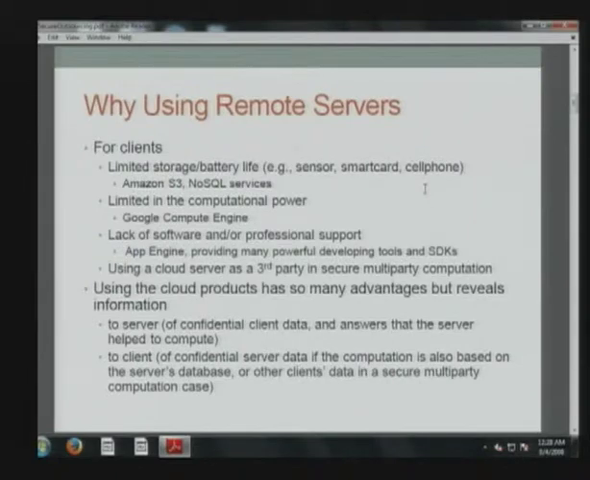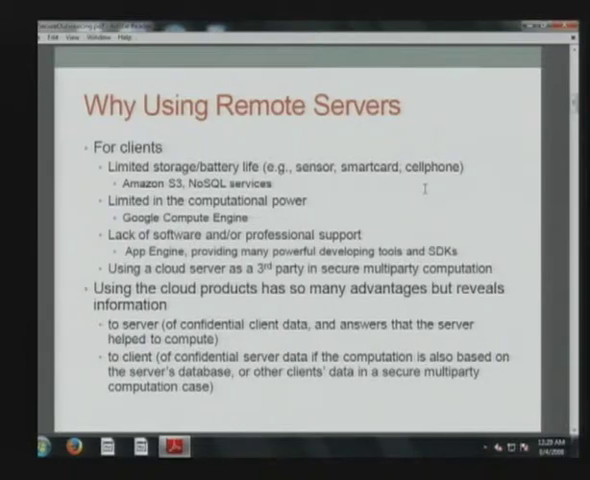That's the first case of outsourcing, which is called storage outsourcing. Another kind of client wants to do computational outsourcing. Such clients are limited in their computational power. They may like to use products such as Google Compute Engine. With such products, they can develop code online and input their data, and then the Google servers will do all the computational work and return the result to the client. So that is called computational outsourcing.